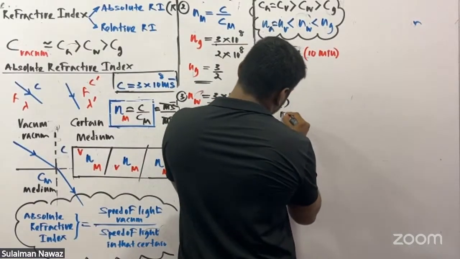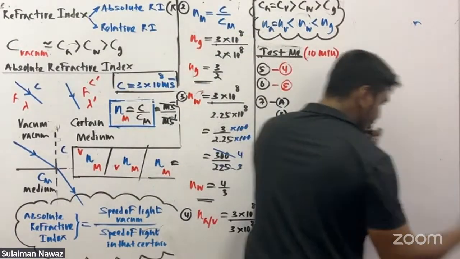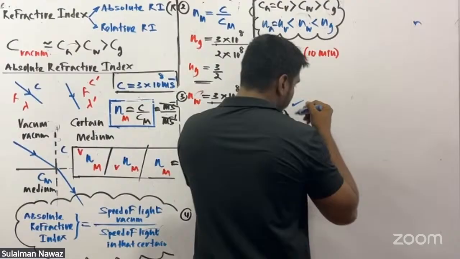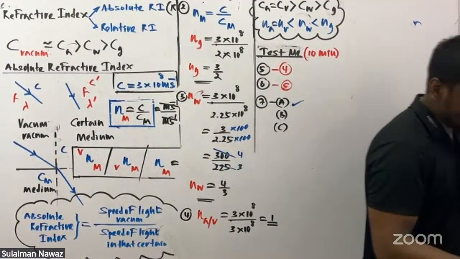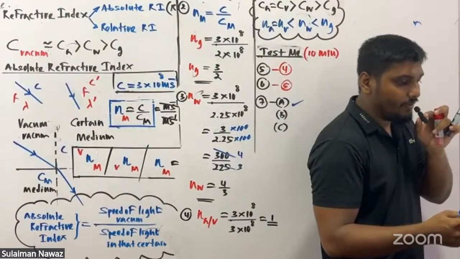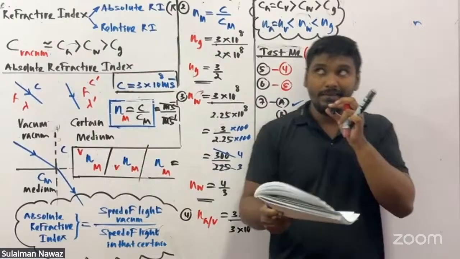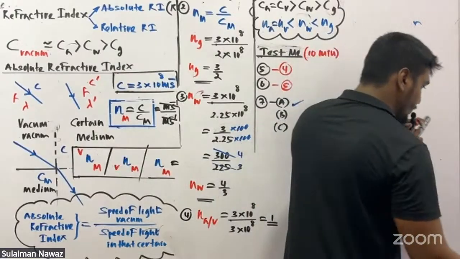Question number 7: statement A, statement B, statement C. You know statement A is correct. Statement B, what are they telling? As light travels from one medium to another, its frequency does not change. Correct. Statement B is also correct.